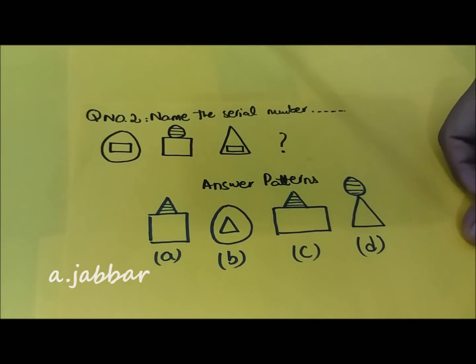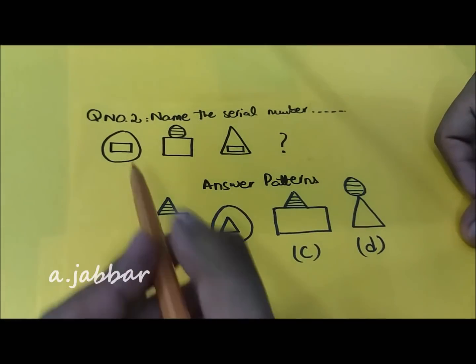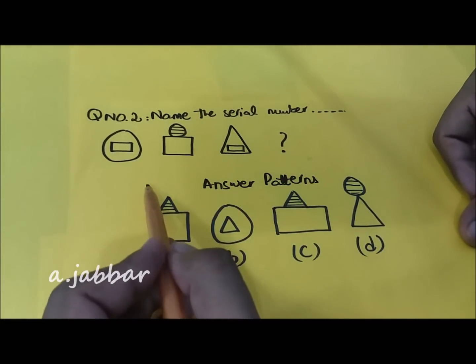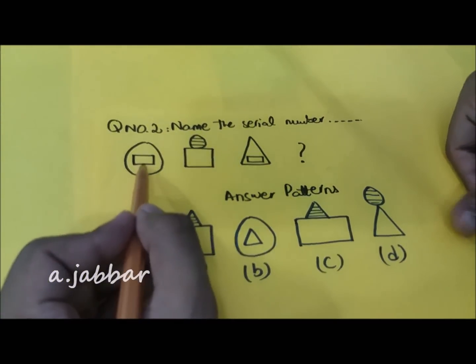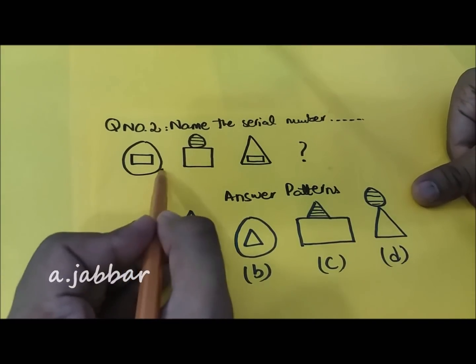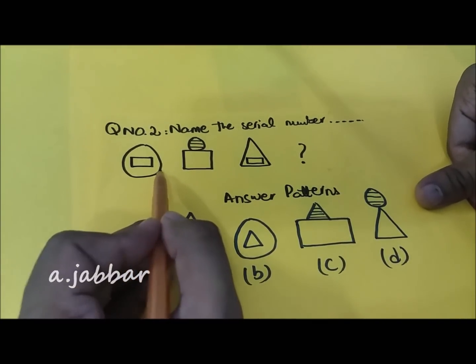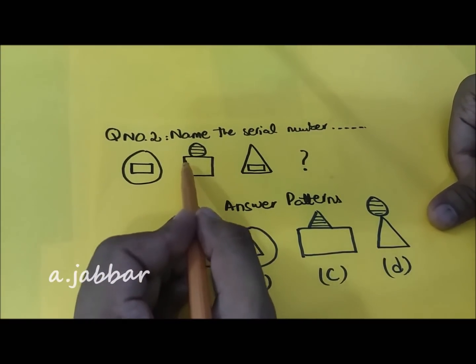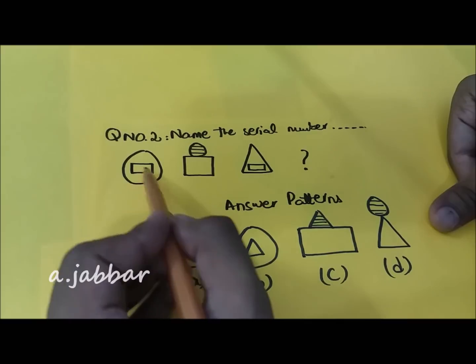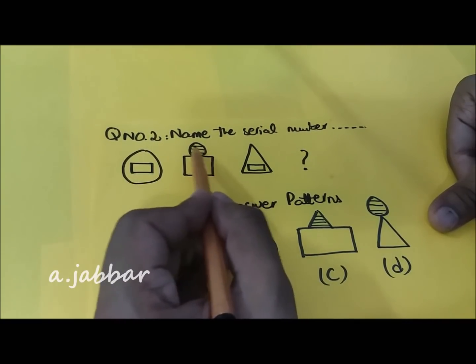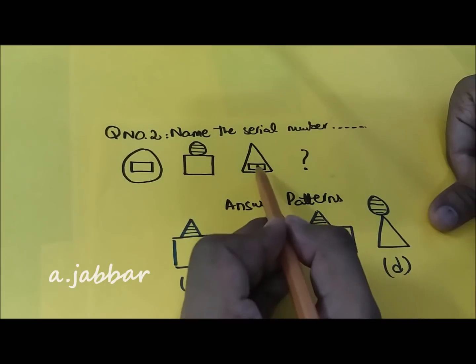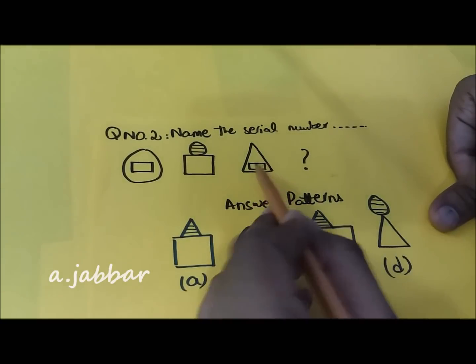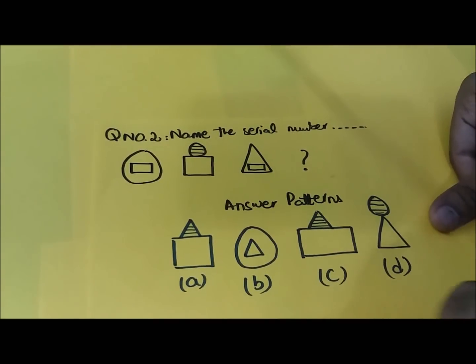Same question, predicting the next pattern. We have a rectangle inside a circle. In the next pattern, the inside figure comes out and the outside figure goes on top, shaded. Then a new figure, a triangle inside a rectangle. What should be the next figure?